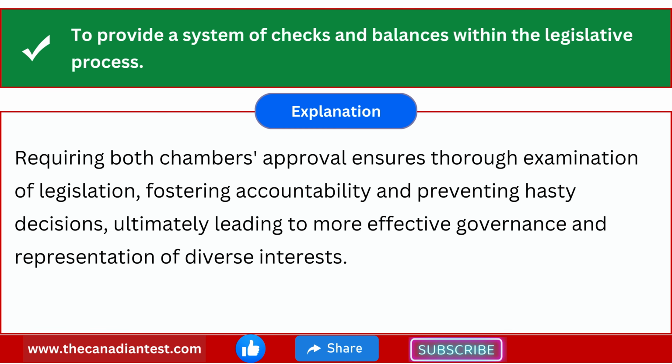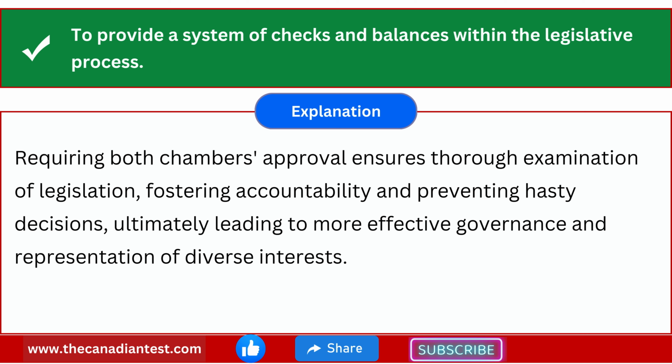The correct answer is to provide a system of checks and balances within the legislative process. Explanation: requiring both chambers' approval ensures thorough examination of legislation, fostering accountability and preventing hasty decisions, ultimately leading to more effective governance and representation of diverse interests.